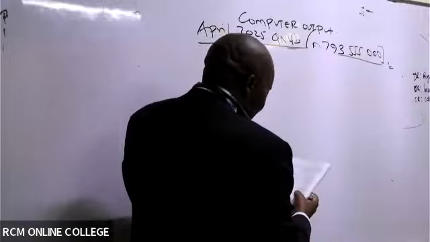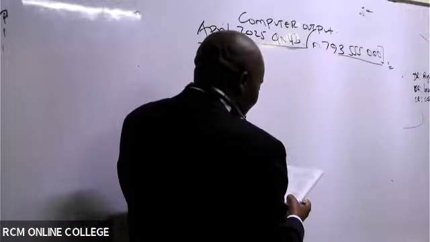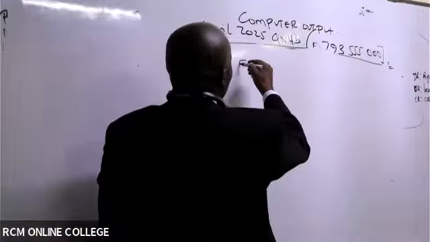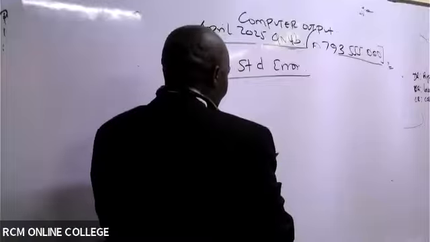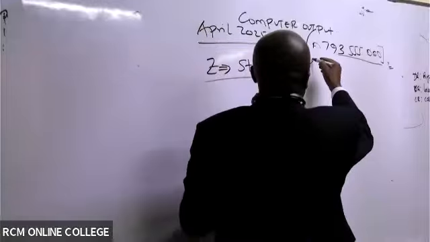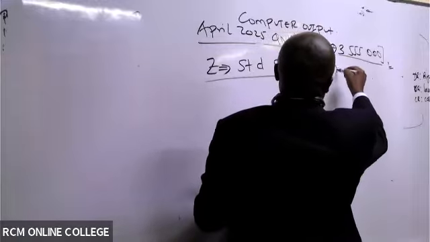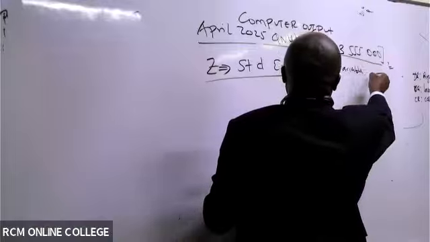Now, if you look at Z, so Z is under what now here? Z is under the standard error. It's a standard error for variable x1.